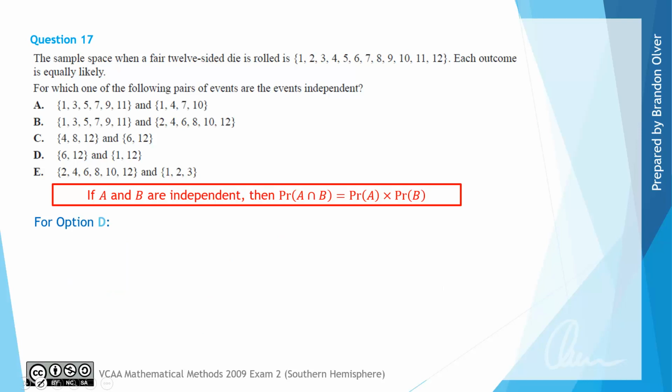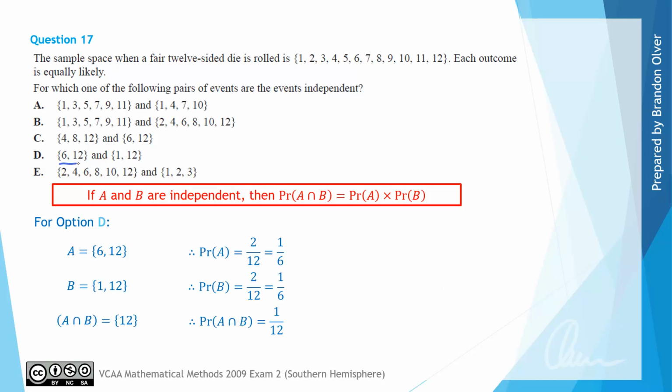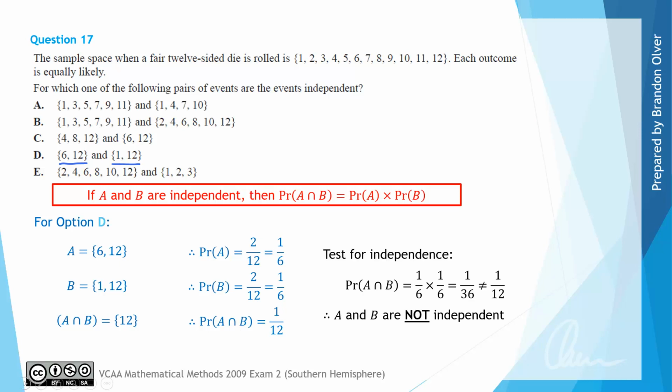And now if we look at option D, we're going to let A be 6, 12, and B is 1, 12. So the intersection between them is just the object 12. The probability of A is 2 out of 12, which is a sixth. The probability of B for this is going to be 2 over 12, which is also a sixth. And the probability of A intersecting B is 1 outcome out of 12, which is 1/12. Testing for independence, 1 on 6 times 1 on 6 is 1 on 36. That does not equal 1 on 12, so these two events are not independent.